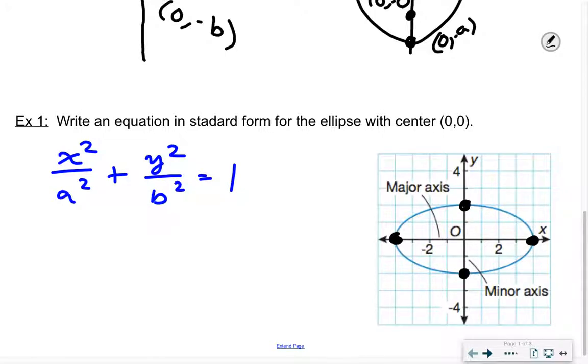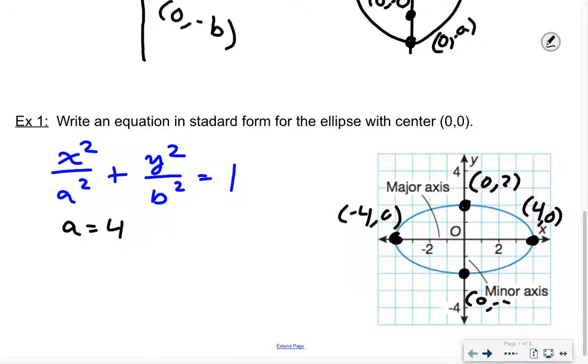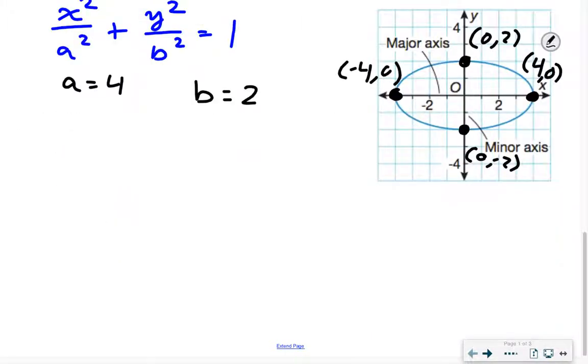My a value always correlates to my vertice. If I look at my a value over here, it would be 4, 0 and negative 4, 0. Therefore, what's my a value? Well, it's 4. My b value always correlates to my co-vertice. 0, 2, 0, negative 2. Therefore, my b value is going to be 2. Therefore, when we write this thing, all we got to do is plug it in.